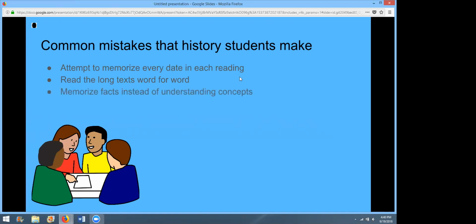Lastly, I tried to memorize the facts. I had to memorize everything. I wanted to memorize when we entered World War II. I wanted to memorize when China declared war on another country. I want to know it all. Okay, but because I wanted to memorize the facts, I did not understand the concepts. Okay, so a big mistake is memorizing the facts instead of understanding the concept.